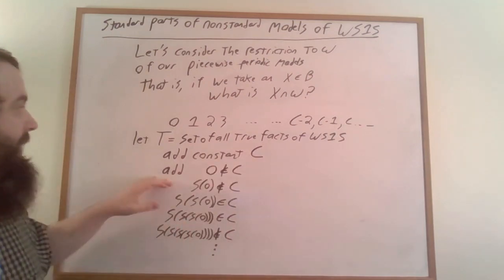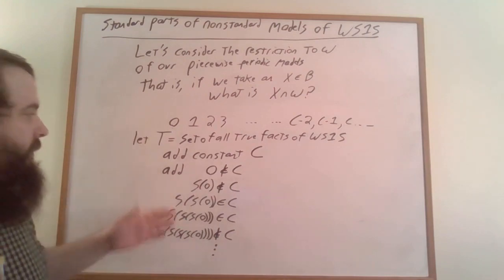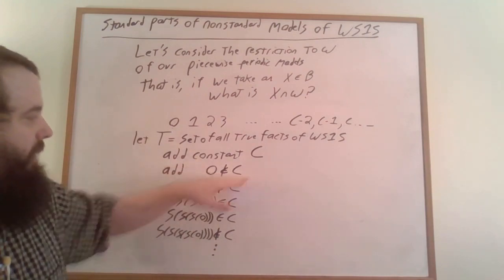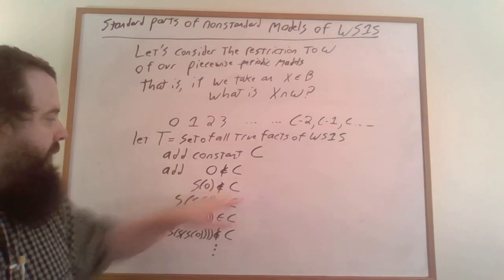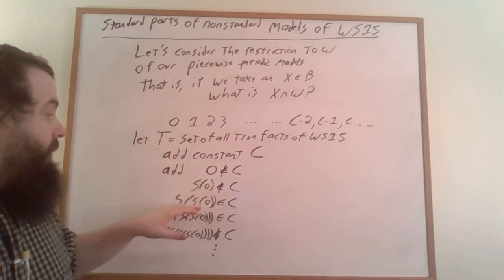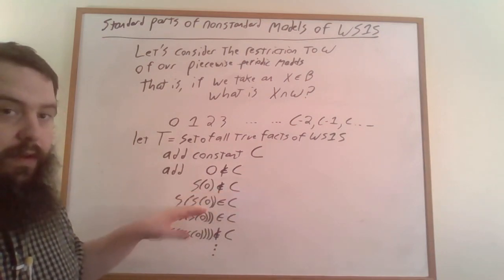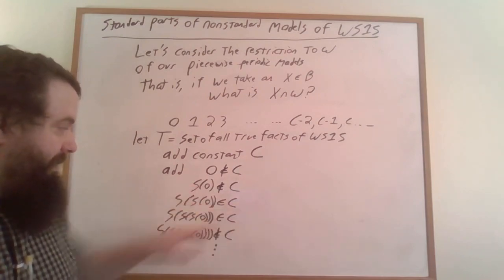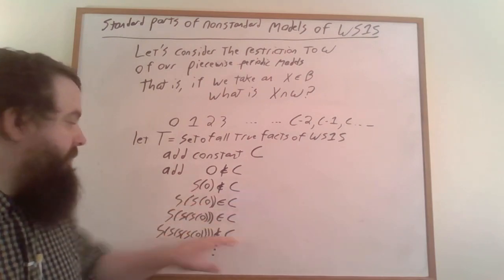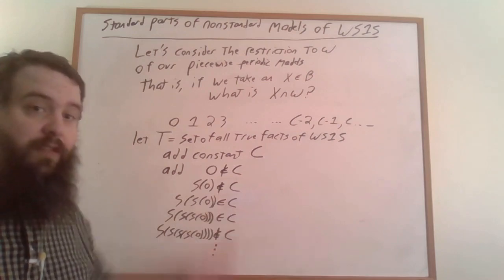And then we'll add into our collection of statements: 0 is not in C, the successor of 0 is not in C, but the successor of 0, that is 2, is in C, 3 is in C, 4 is not in C, 5 is in C, and so on and so forth.